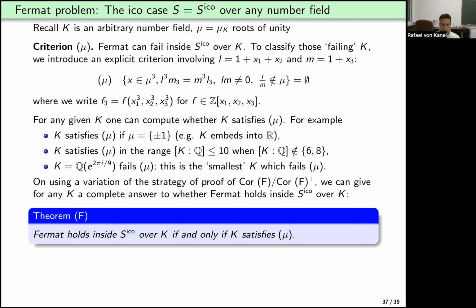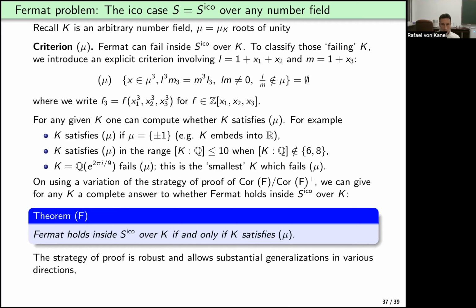So we obtain that the Fermat holds in this surface S ico over number field K if and only if this K satisfies this criterion mu. And I should also mention that the underlying strategy of proof is robust in the sense that it allows substantial generalizations in various directions. But one difficulty when the number field is not Q is that it's not possible to explicitly control here the N0. So we have no control over this N0. We just know it exists.